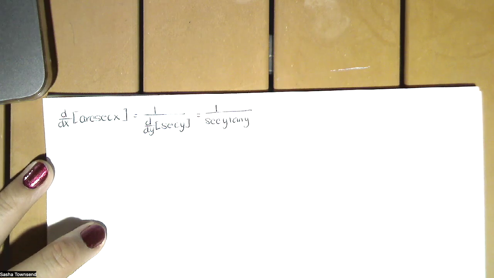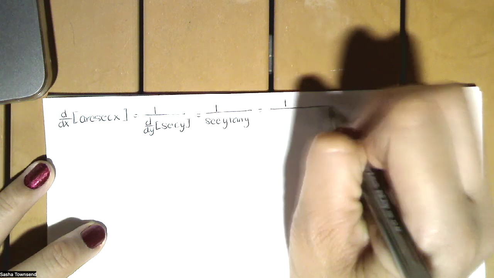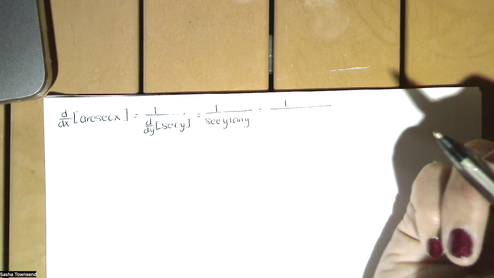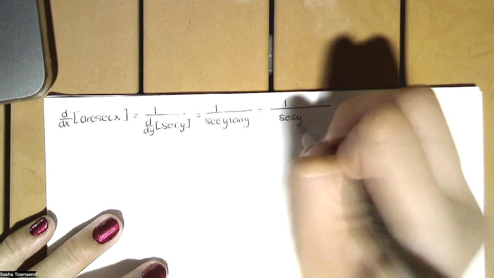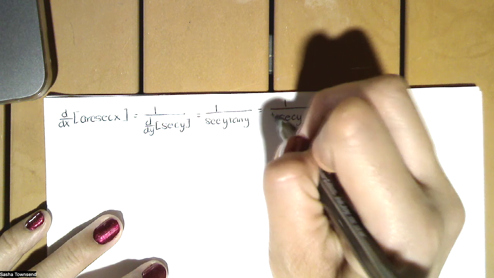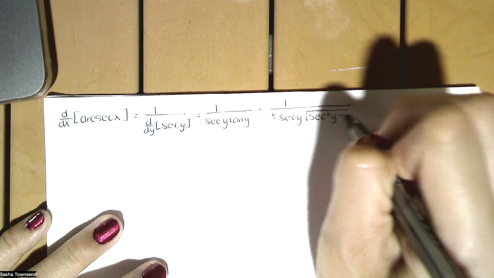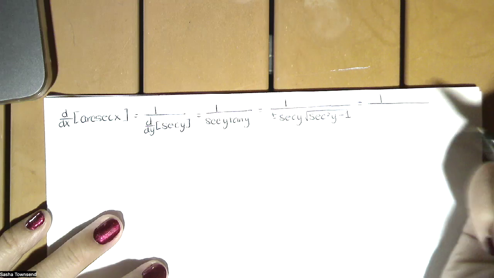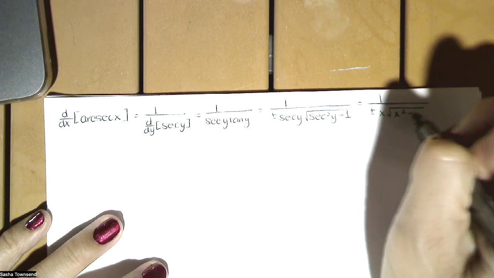And we want that in terms of secant of y only. So we say, okay, what is tangent of y in terms of secant of y? Well, 1 plus tangent squared equals secant squared. So this is going to be secant of y times tangent of y, which is plus or minus the square root of secant squared y minus 1. That ends up being 1 divided by plus or minus x times the square root of x squared minus 1.